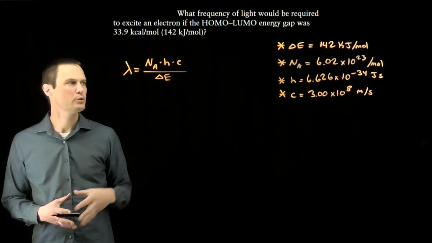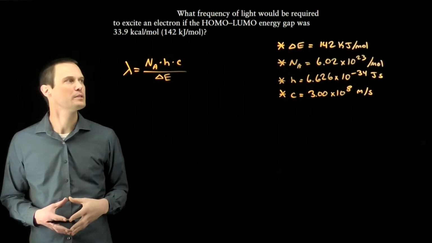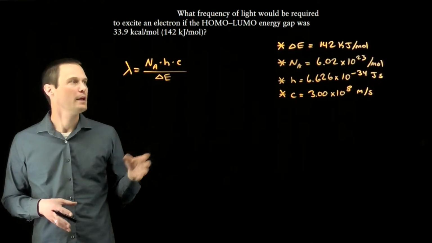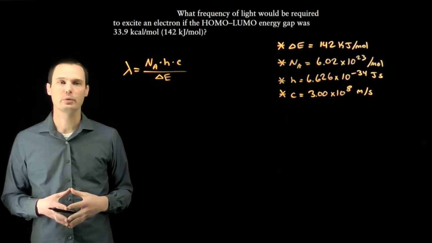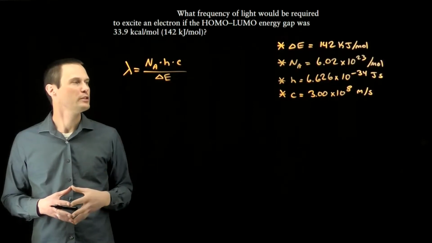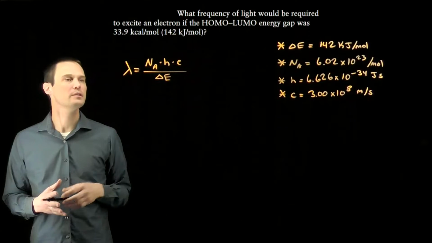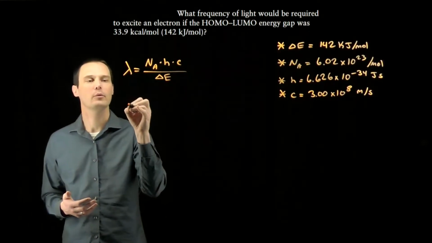We need to know some things in order to use this equation. Delta E is given to us in the question. It's 142 kilojoules per mole, the HOMO-LUMO gap. Na is Avogadro's number, 6.02 times 10 to the 23rd per mole. H is Planck's constant, and C is the speed of light. We can use those values in this equation to calculate the wavelength of light that would be needed.